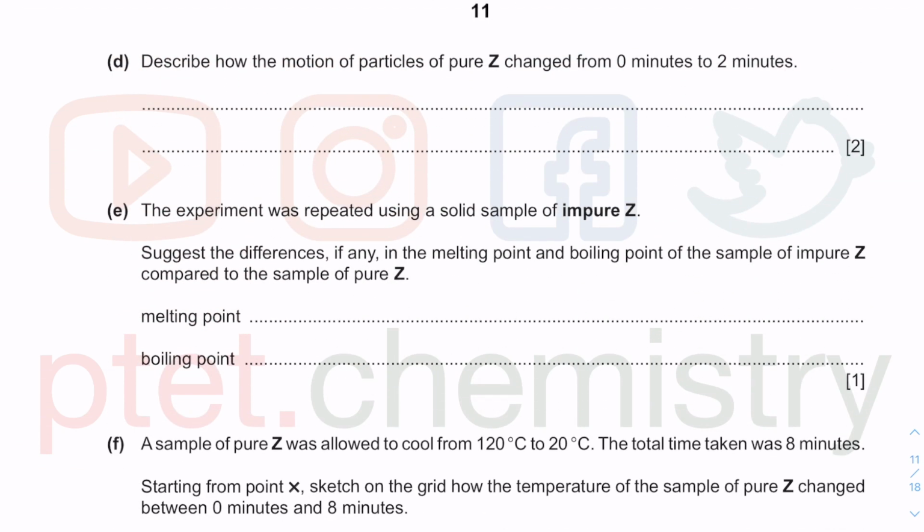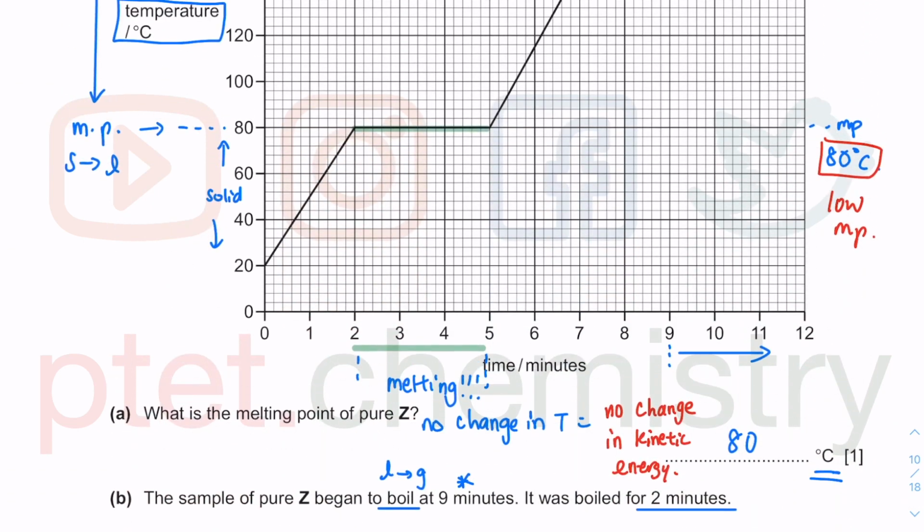In part D, describe how the motion of particles, or POZ, changes from the 0 minute to the second minute. So from the 0 minute to the second minute, the temperature keeps on increasing. Temperature is a measure of the average kinetic energy of the particles. They haven't melted yet, still solid, so they are vibrating about their fixed positions.